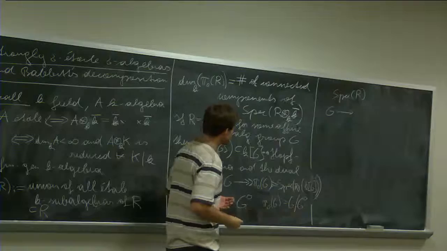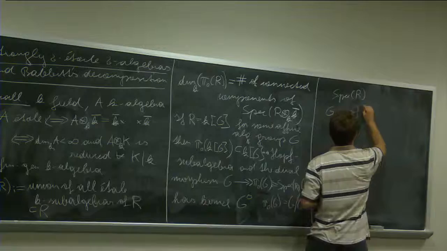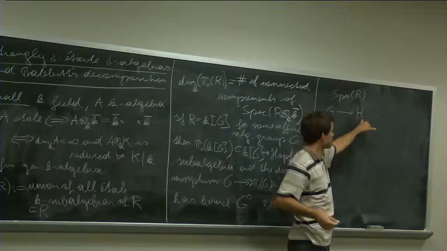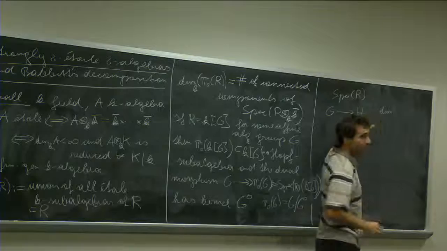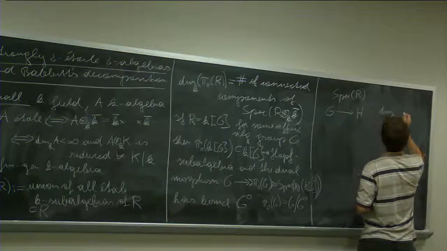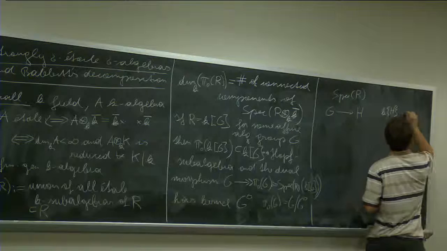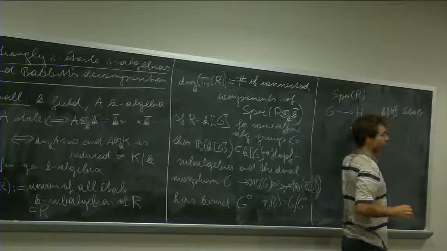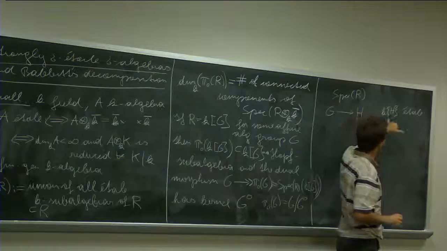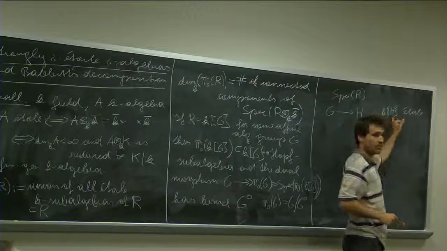We start with the difference algebraic group G. I consider all morphisms from G to a difference algebraic group H such that H is finite. But what do we mean by H being finite? We don't want to just speak about K points, so we look at the difference coordinate ring of H. One way to say finite is that the coordinate ring is finite dimensional as a K-vector space.